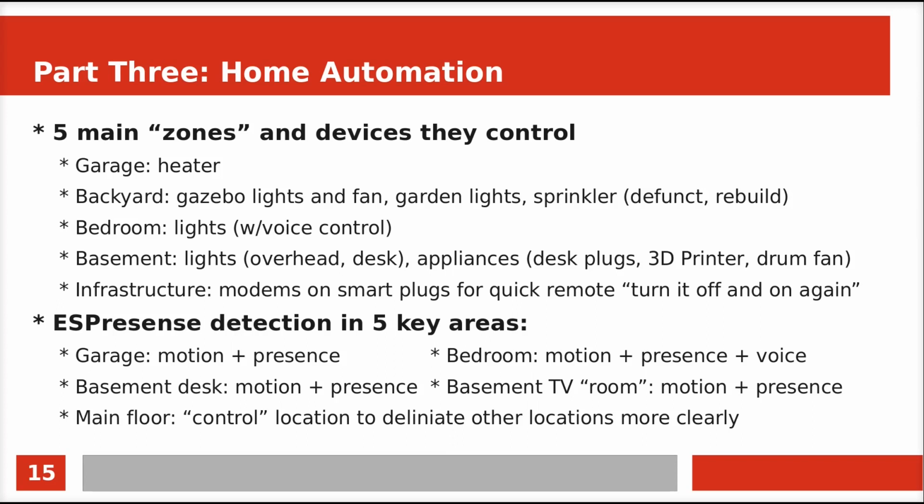Next zone is my bedroom, where I just have light control with the voice control aspect as well. In my basement, I have two main areas where I'm doing light control, both the overhead lights and a light at my desk, as well as some appliances. I have plugs on my desk that I can control with Home Assistant. I have my 3D printer connected to Home Assistant, so the Klipper management tool can turn it on and off. And I have a fan for my drumming on Home Assistant. Eventually I'll set it up so if it detects that I sit down at my drums, it'll turn the fan on automatically. But for now, I just press the button.